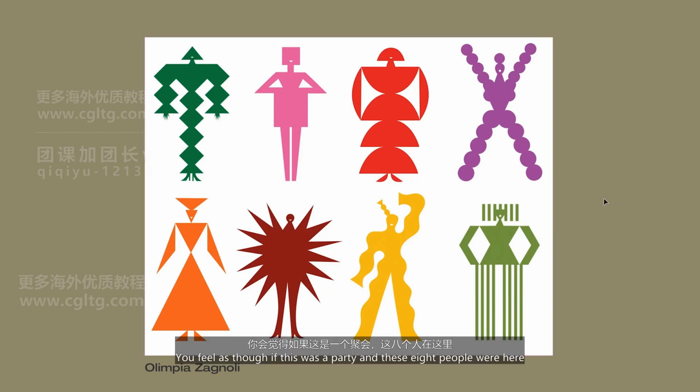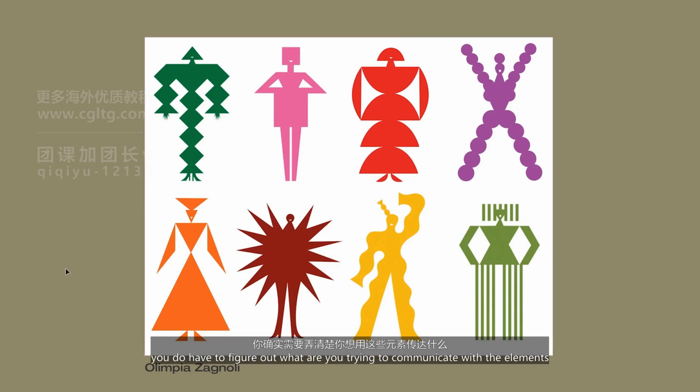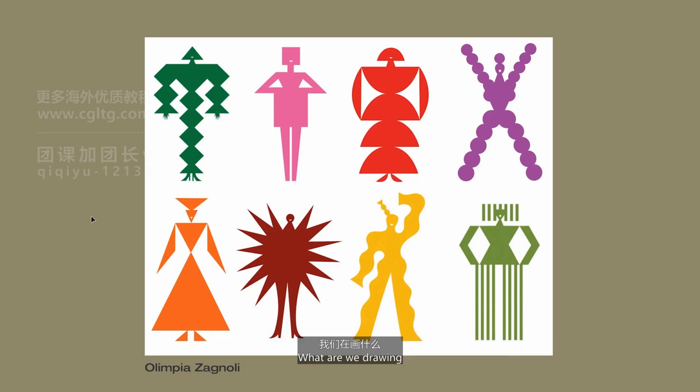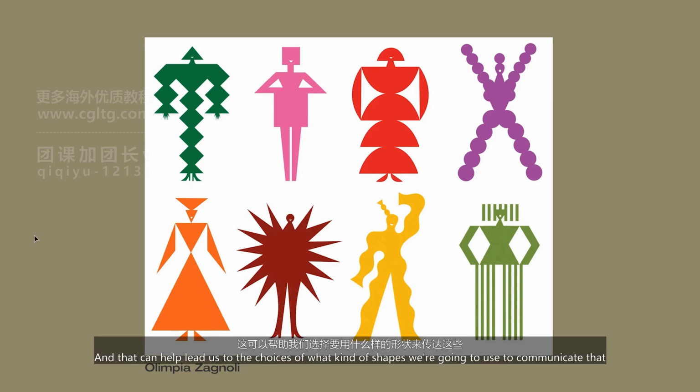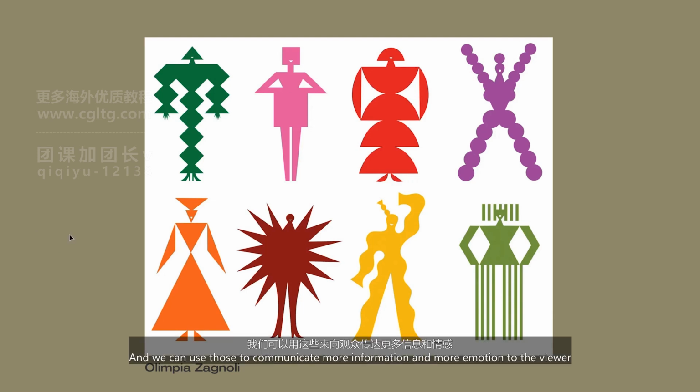You feel as though if this was a party and these 8 people were here, they would each have different personalities. And we're getting that just from the shapes used to describe them, because their facial expressions are pretty much all the same. So firstly, you do have to figure out, what are you trying to communicate with the elements? What are we drawing? Are we making something that is secure and solid, or is it dynamic and exciting, or is it soft and friendly? And that can help lead us to the choices of what kind of shapes we're going to use to communicate that. Because everything that we create in a design, from the rectangles, the text boxes, to the type itself, is made of shapes, and we can use those to communicate more information and more emotion to the viewer.